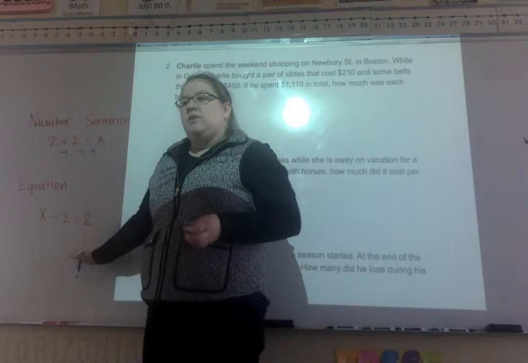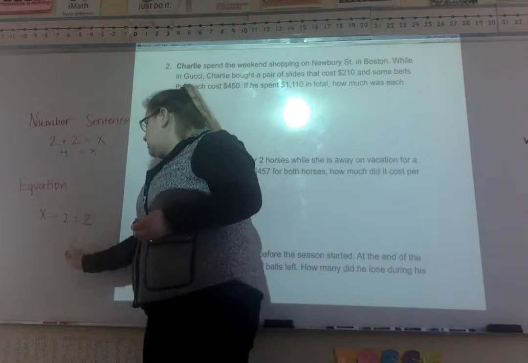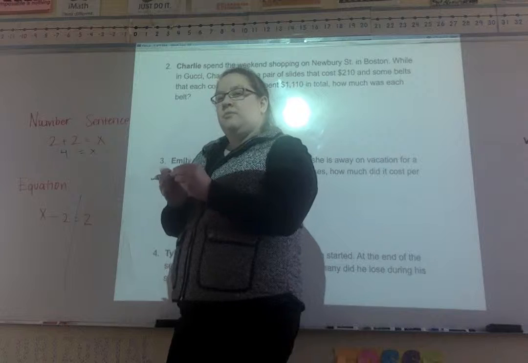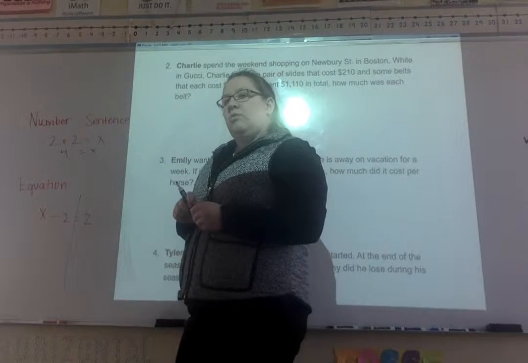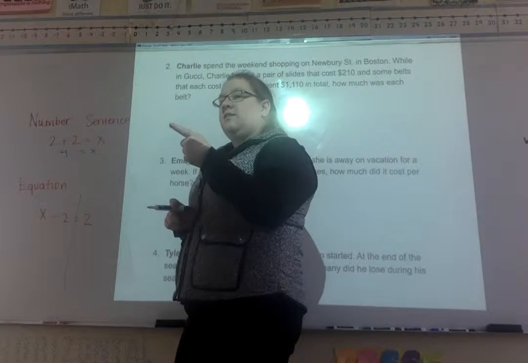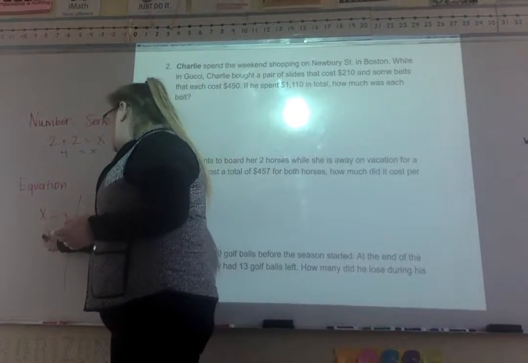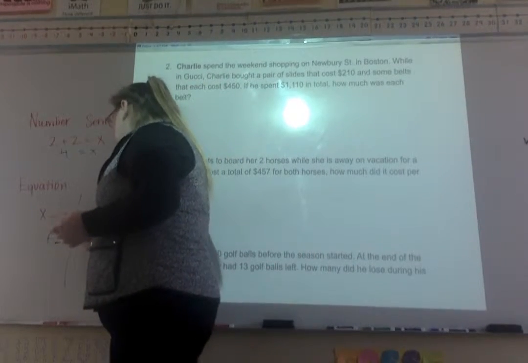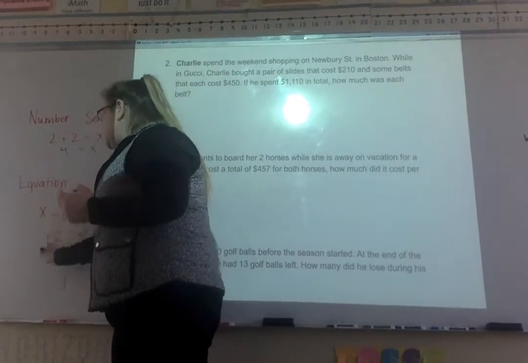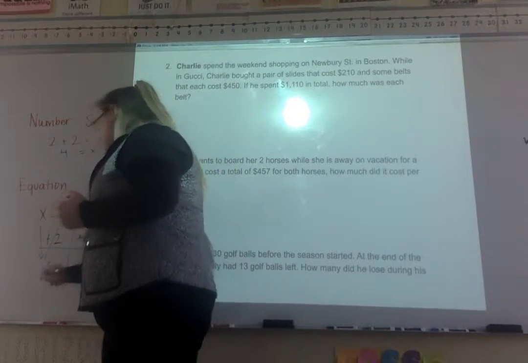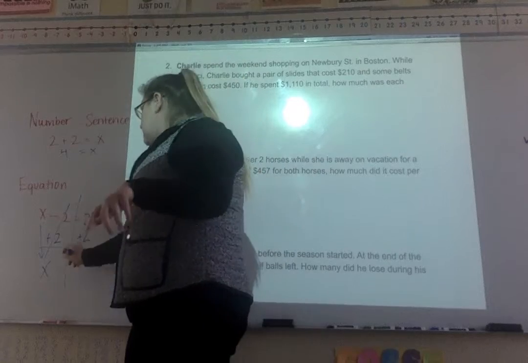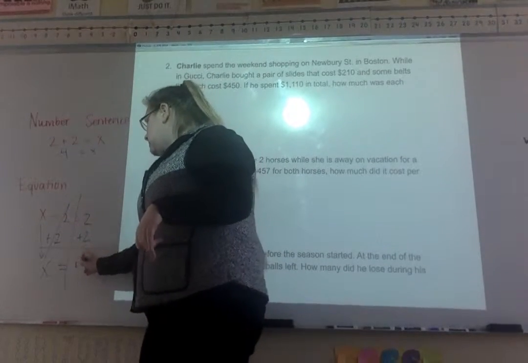But with this one, do I have to do something opposite? What would I do to find X? Not division. What's the opposite of subtraction? Oh, sorry, addition. Yeah, so you're going to have to add 2 on both sides, okay? This is what's going to bring X down and make it by itself. So now we have 2 plus 2 equals 4.